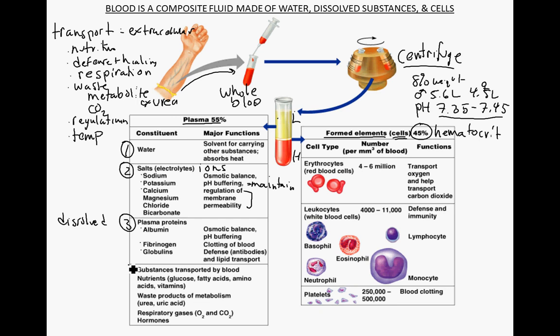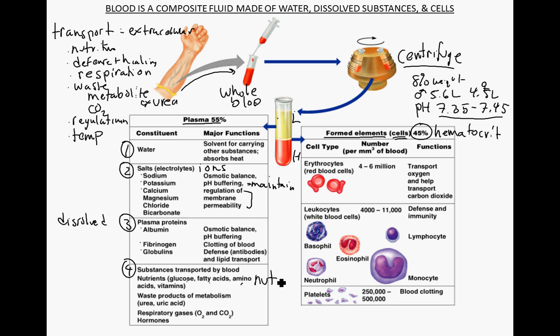And lastly then, just a whole bunch of other stuff that is transported by the blood here. So we were talking again before about glucose, fatty acids, amino acids, vitamins. These are all things for nutrition. Waste products, we talked about that above. These urea, uric acid metabolites, respiratory gases, and of course hormones. Okay, so that is what's in the plasma.